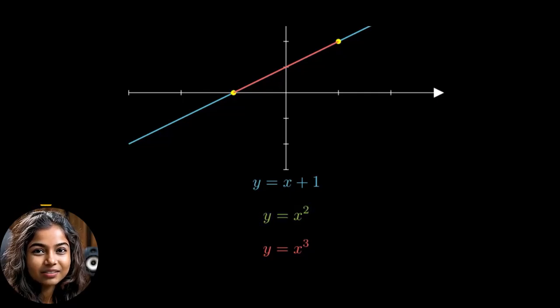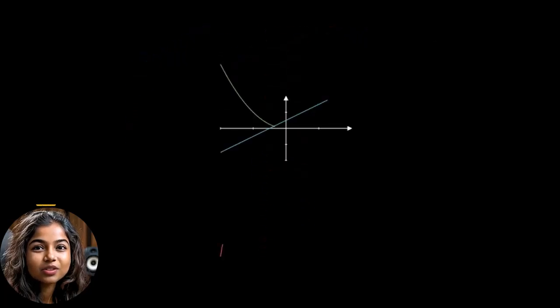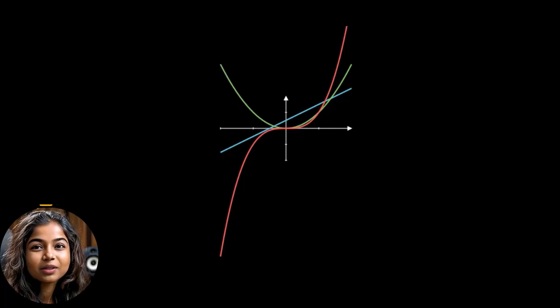A quadratic equation involves x squared, while a cubic equation involves x cubed. Their graphs are curves, not straight lines, and their rates of change are not constant. Let's summarize why linear equations are called simple equations.